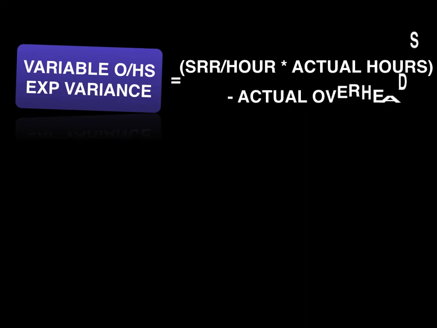And you will deduct the actual overheads from it. Again, you are comparing absorbed to the actuals. So the result will be the same. A negative answer means adverse variance. A positive answer means favorable variance.